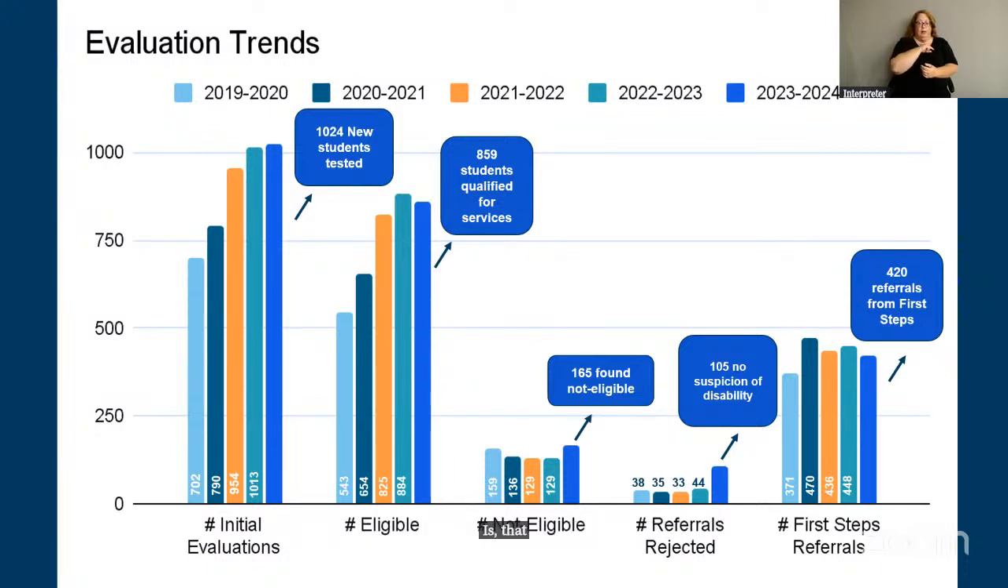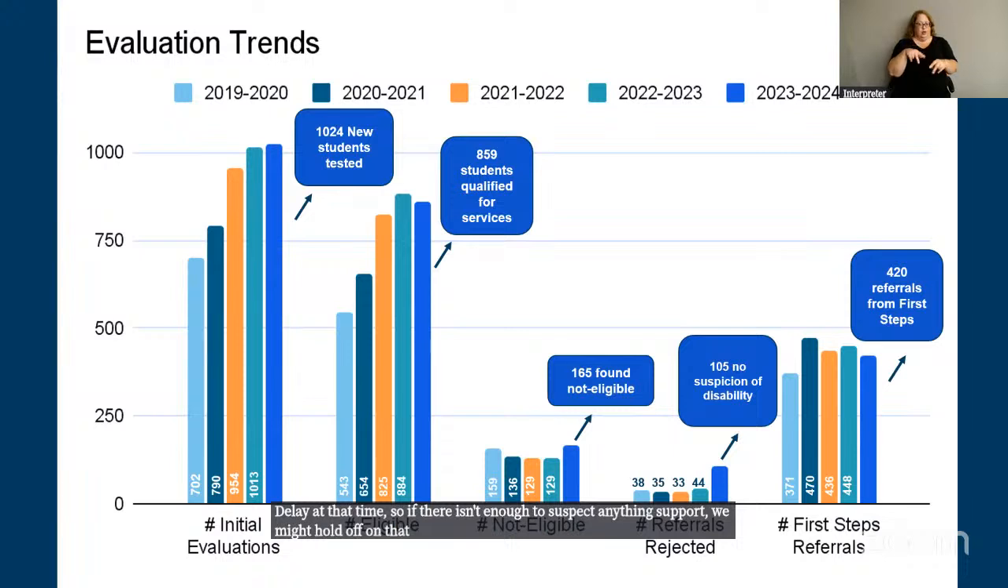What we have learned for a number of our students who are not eligible is that there's been an increase in sound system referrals, and the criteria for that doesn't actually begin until the age of 3. So if they come to us from the first steps, there isn't an actual delay at that time. So if there isn't enough to suspect anything for us to support, we might hold off on that, but look at other areas. And then also, we've also seen an increase of referrals from parents.